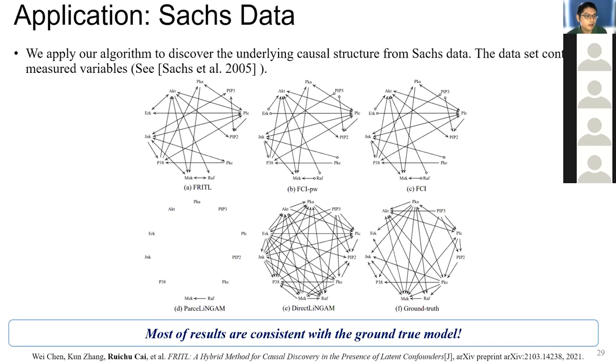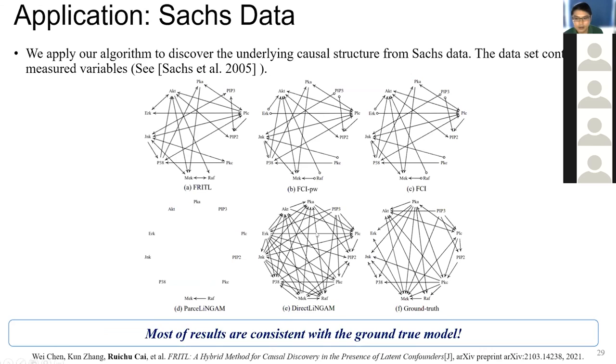Moreover, we can see that FCI didn't find any edges from the FCI result, while PC and LiNGAM failed to find the causal orders. While DirectLiNGAM contains many redundant edges, this demonstrates the importance of considering the existence of latent confounders in this problem.